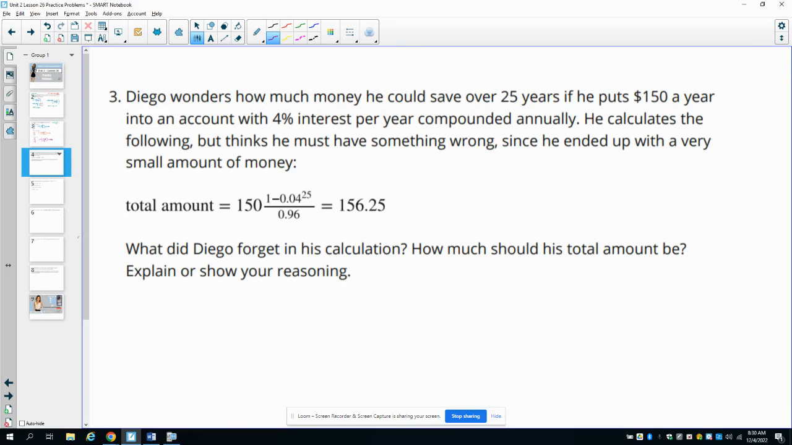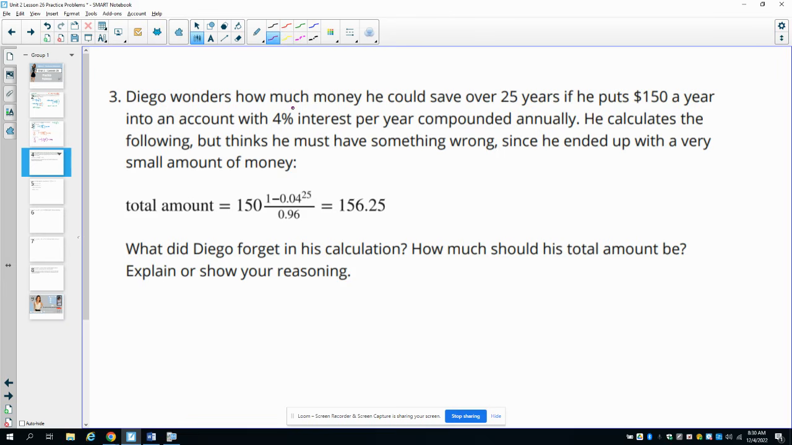All right, number 3. Diego wonders how much money he could save over 25 years if he puts $150 into an account with 4% interest per year compounded annually. He calculates the following, but thinks he must have done something wrong since it's such a small number. The total amount that he ended up with, if he's putting in $150 a year for 25 years, is $156. That doesn't make sense because he's putting $150 into the account every single year, so he should have way more than that. So what did he forget in his calculation, and what should his total be?